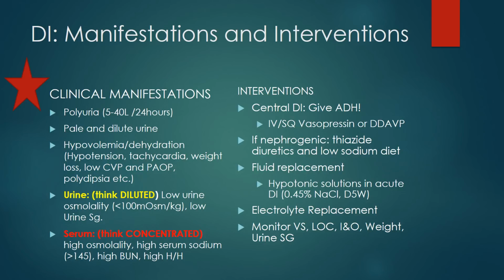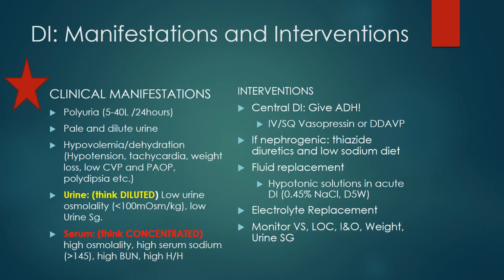So that being said, if our patient has central diabetes insipidus, we give them ADH because they're not making enough, so let's help them. Let's give them some more. If they have nephrogenic diabetes insipidus, we actually give them thiazide diuretics and put them on a low sodium diet, which is really more supportive than curative care. So now, regardless of what kind of diabetes insipidus we have, central or nephrogenic, we know that these patients are dehydrated, so they need fluids.